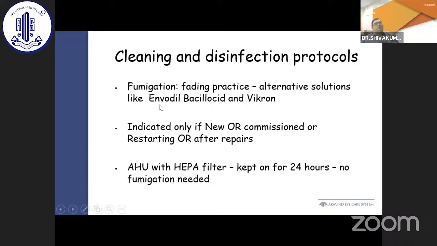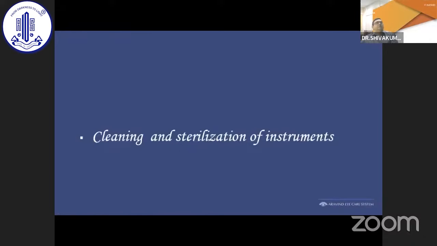Fumigation is now a fading practice, especially with formaldehyde. There are alternative solutions available like Emodil, Vastosil, and Bicron. But then ideally it is indicated only if a new operating room is commissioned after 3 consecutive negative culture reports, or if you are starting an operating room after construction or repairs. And if we have an AHU with a HEPA filter, which is kept on for 24 hours, with the AC not functioning during the time that surgery is not on. But if the AHU is on for 24 hours in the blower mode, no fumigation is needed.